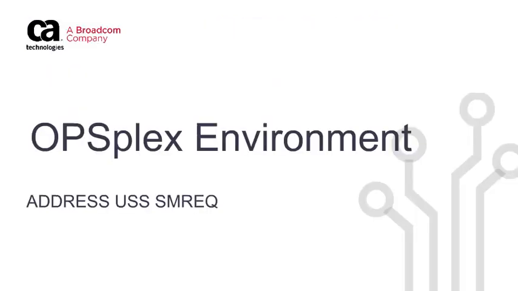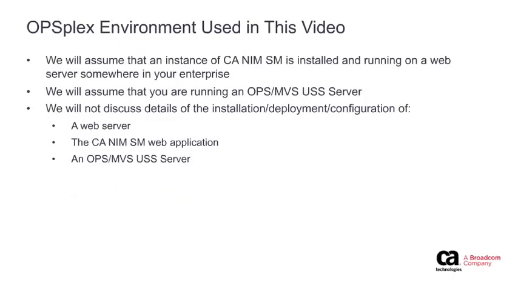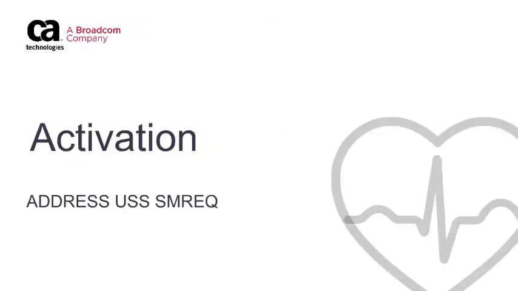This section describes the OPSplex environment used in this video. In this video, we will assume that an instance of CA NIM-SM is installed and running on a web server somewhere in your enterprise. We will also assume that you are running an Ops MVS USS server. We will not discuss details of the installation, deployment, and configuration of a web server, the NIM-SM web application, or an Ops MVS USS server. This section discusses how to activate the new command ADDRESS USS SMREQ.